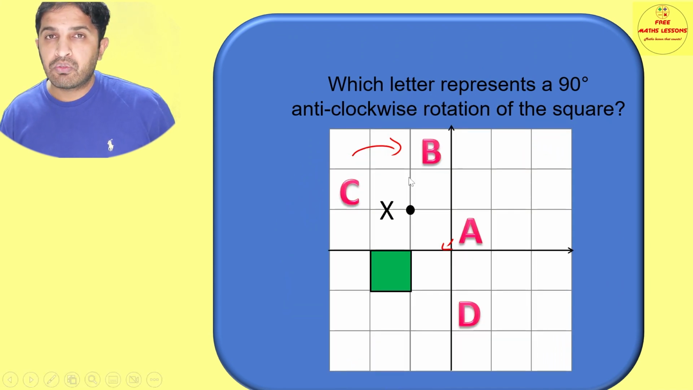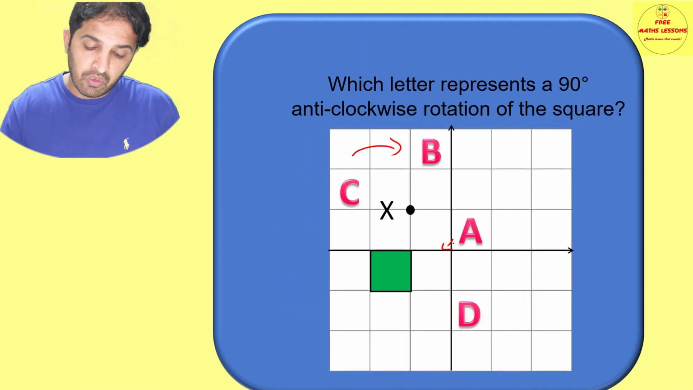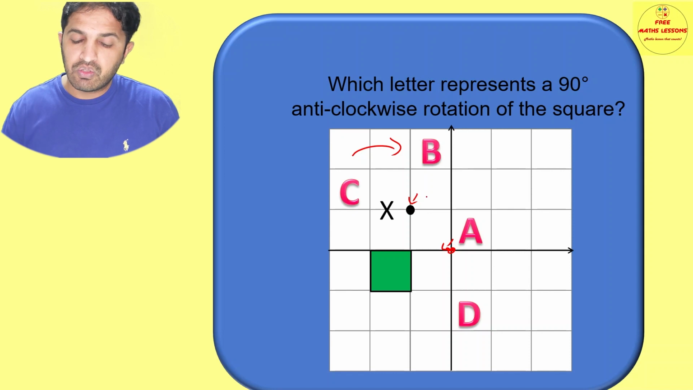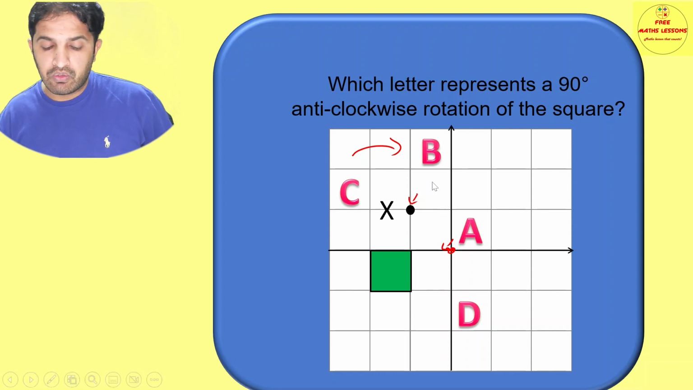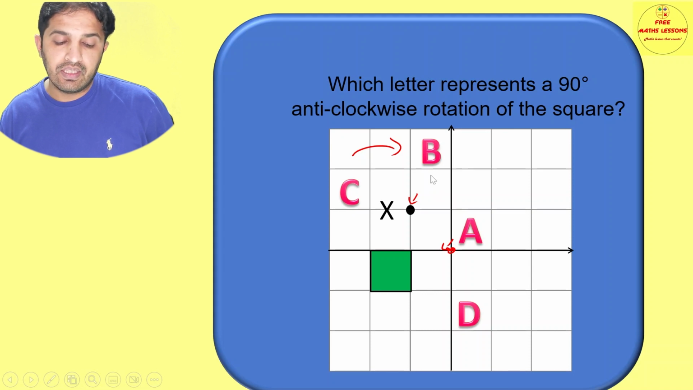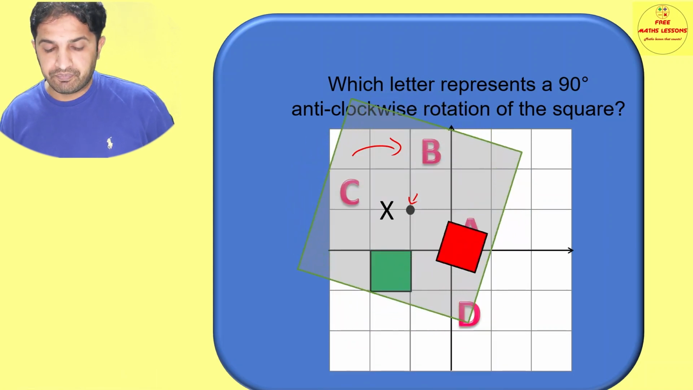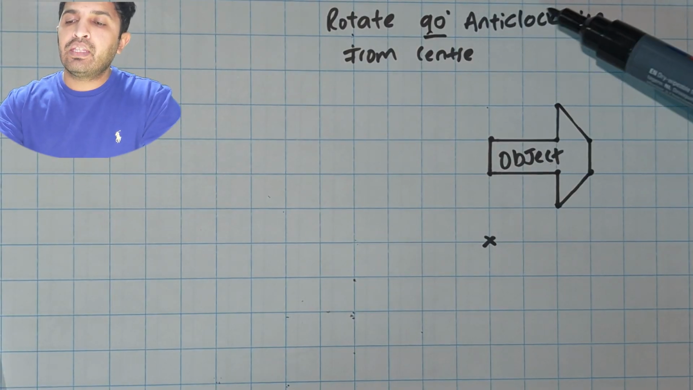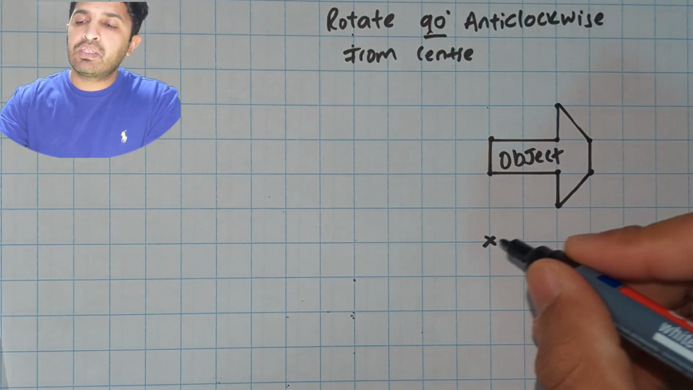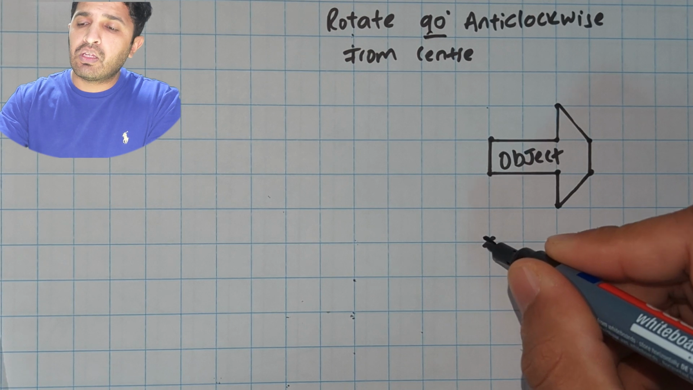Now the center of rotation changed. So we won't always have the center of rotation to be 0, 0. It's this point here. That's our center of rotation. Where would that square be if you rotate it 90 degrees anti-clockwise? A, C, or B? That's right, it is A. Rotate 90 degrees anti-clockwise from the center that's been given to us here.